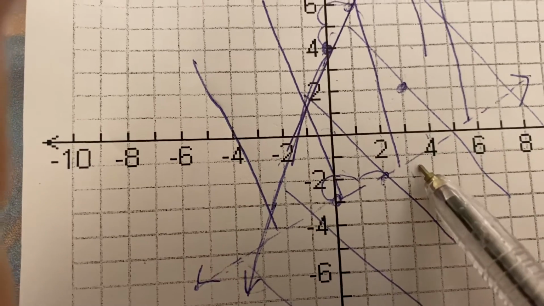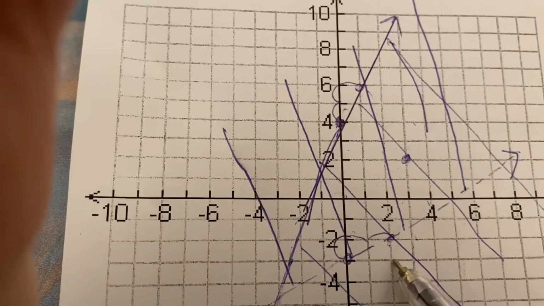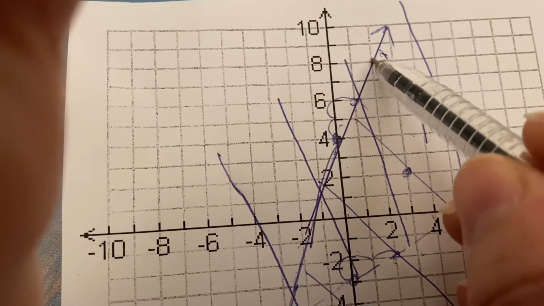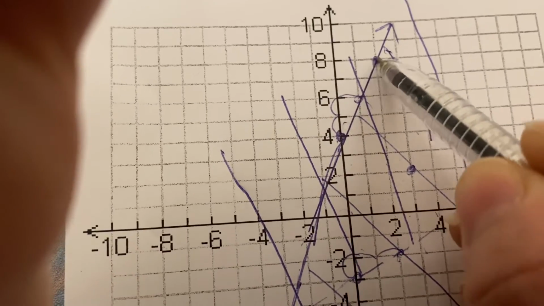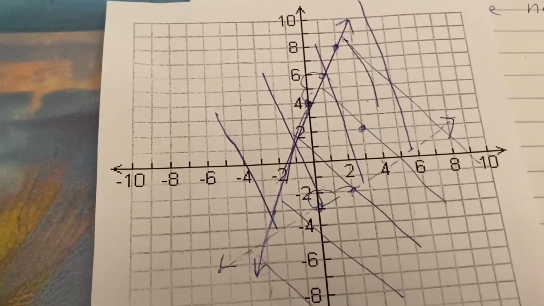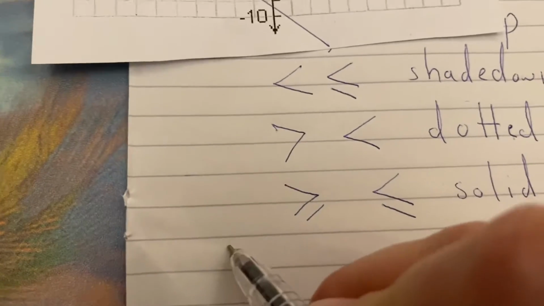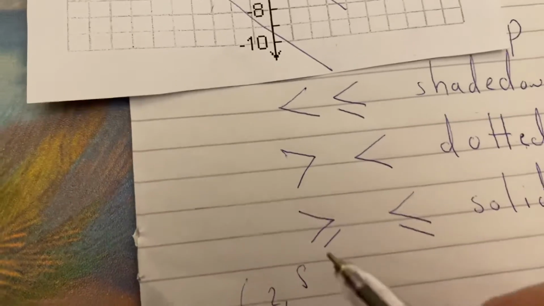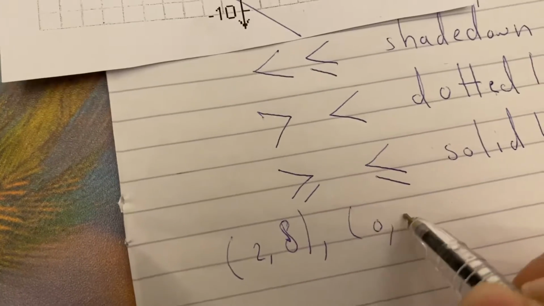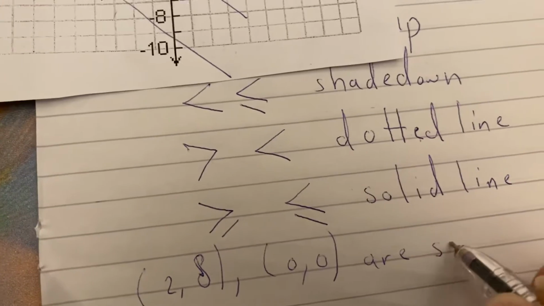So I can write here, for example, I can choose any points I like. For example, if I choose 2 and 8, it comes exactly on the solid line. So it's also a solution. 2 and 8 is a solution. 0 and 0 is a solution. So I can write here that 2 and 8, 0, 0 are solutions.